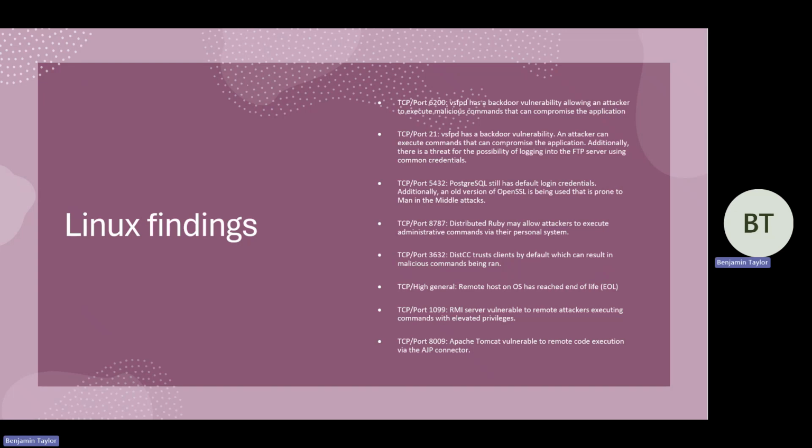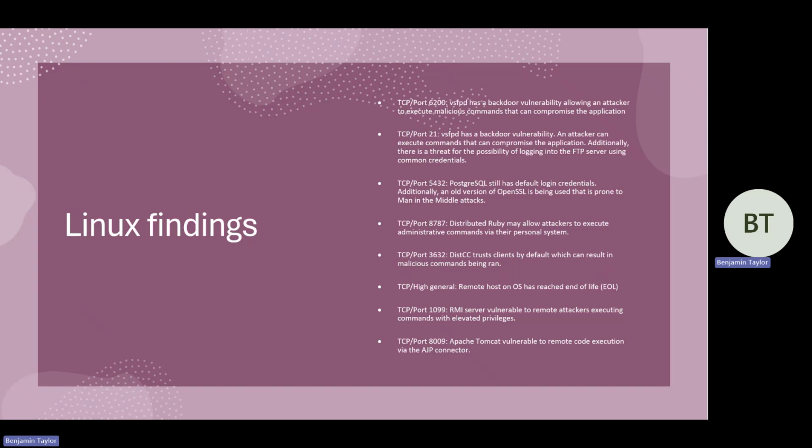As for port 8787, this is our distributed Ruby service that we found could potentially allow an attacker to execute administrative commands remotely, which is very scary.